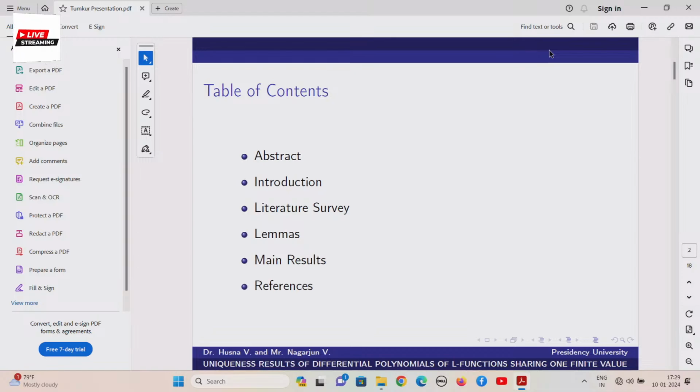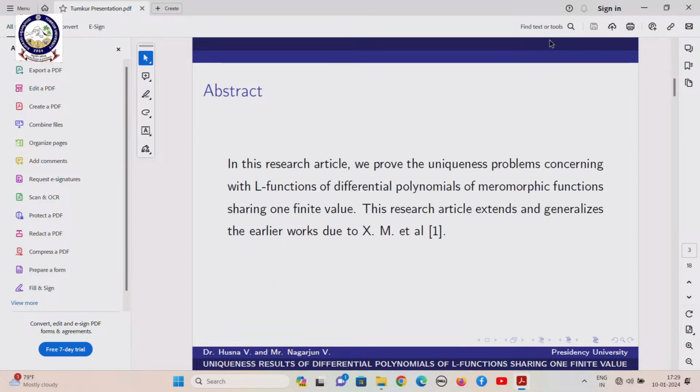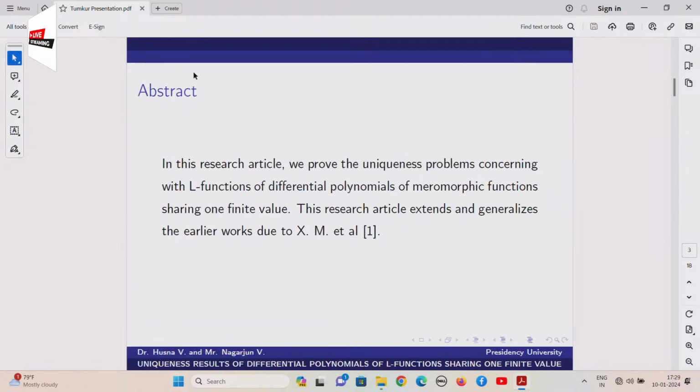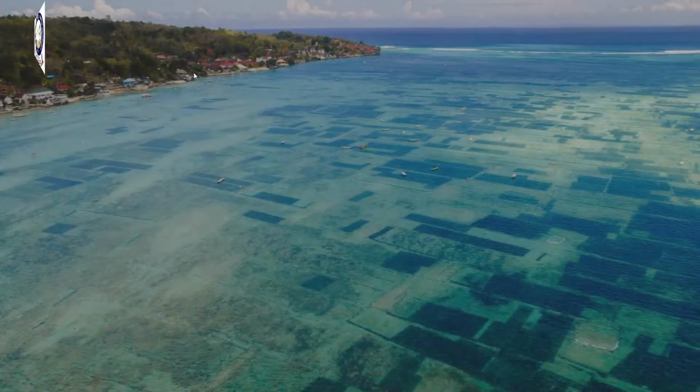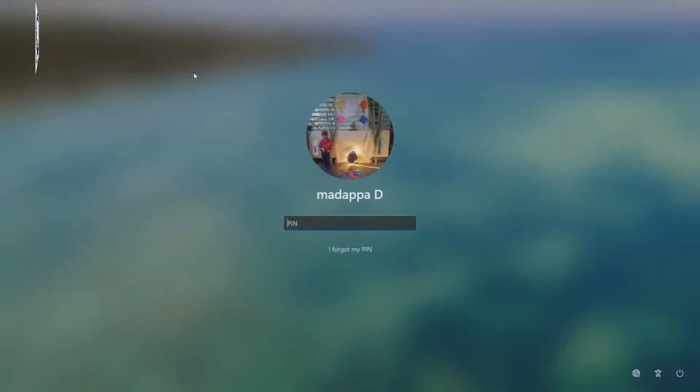In this present research article, we prove the unicity problems concerning the L function of differential polynomials of meromorphic function sharing one finite value. And this research article extends and generalizes the earlier works of XM et al.